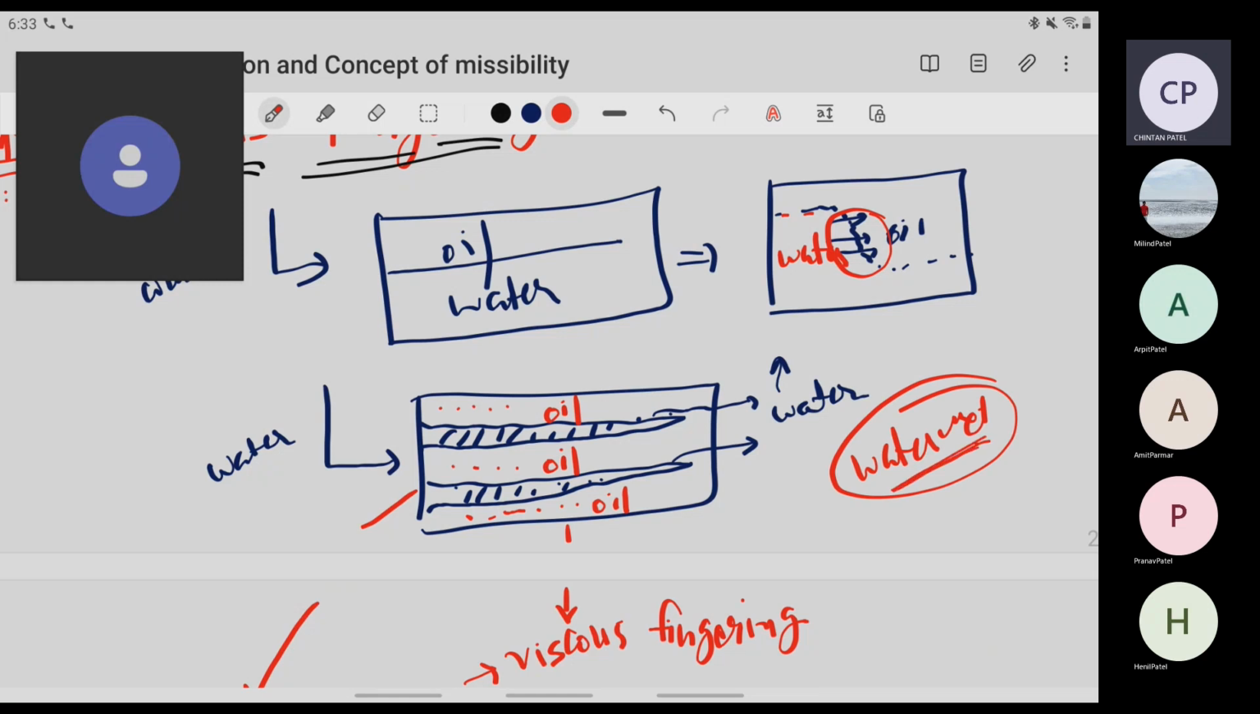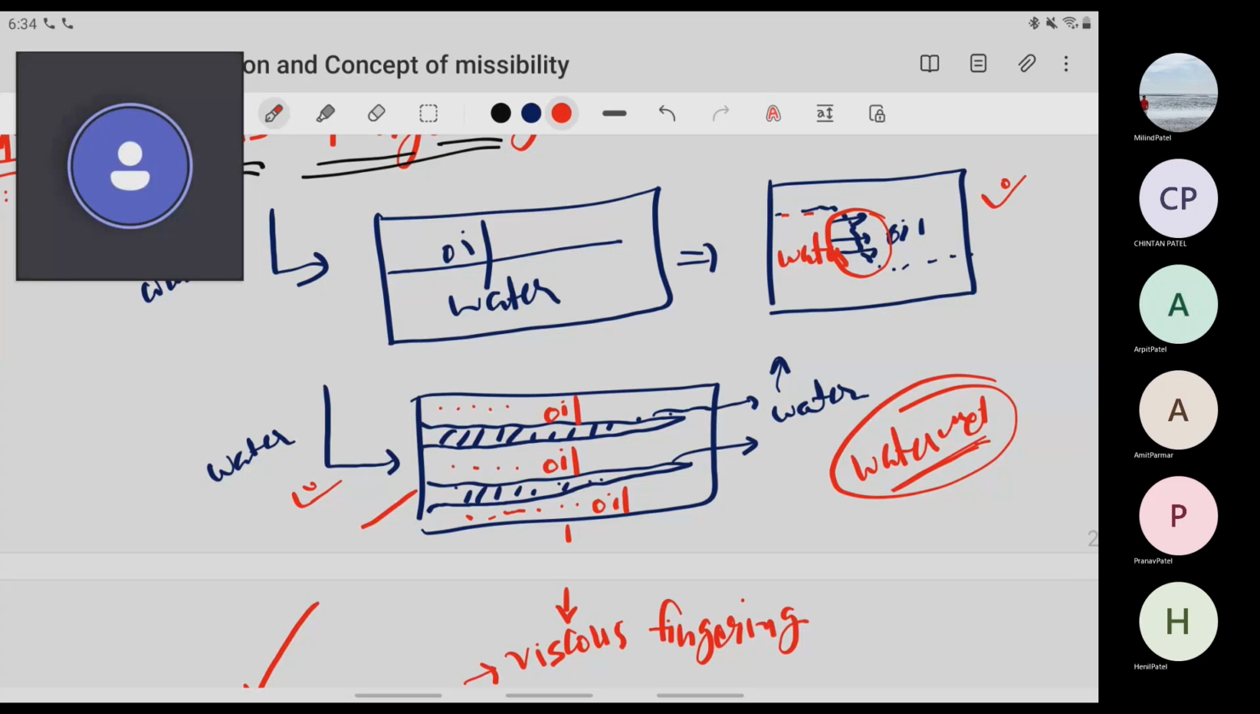My rock is water wet, and in one kind of situation I am getting this kind of profile, and in another kind of situation I am getting this kind of profile. If the rock is oil wet, then definitely we cannot inject the water in that case. So that's the meaning here, to understand viscous fingering. Let's suppose both the cases are for water wet only, then can you think?